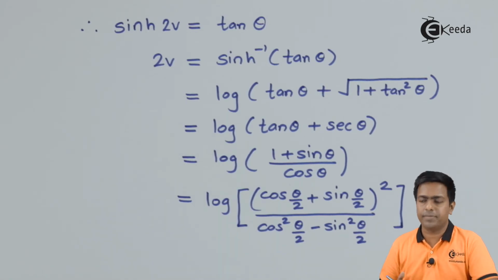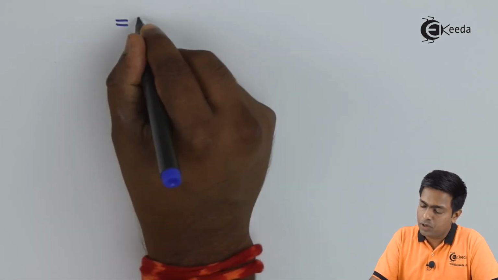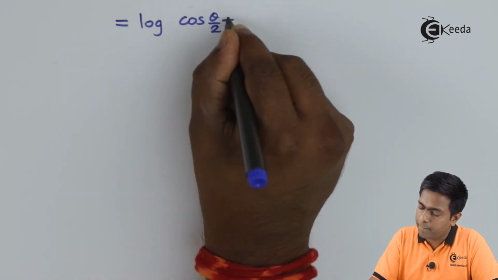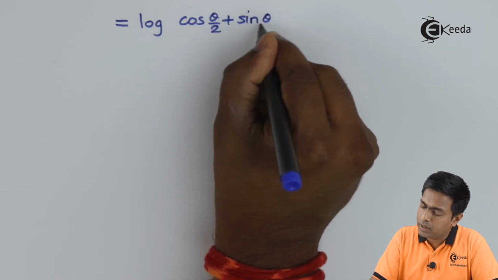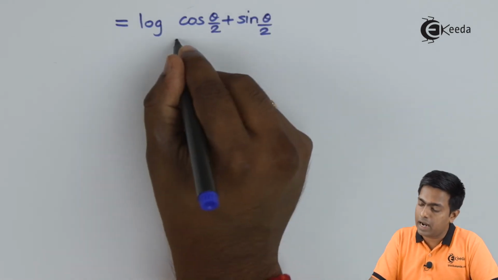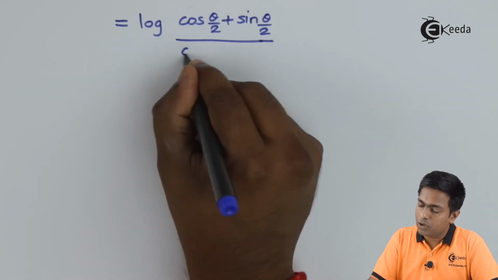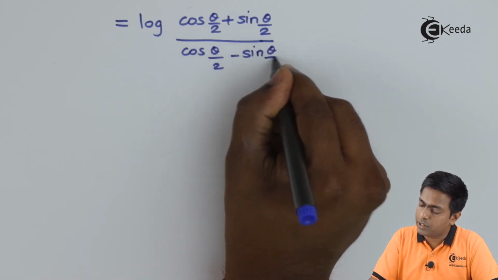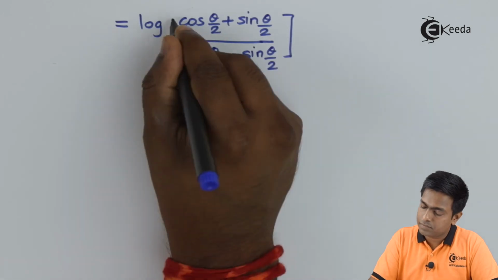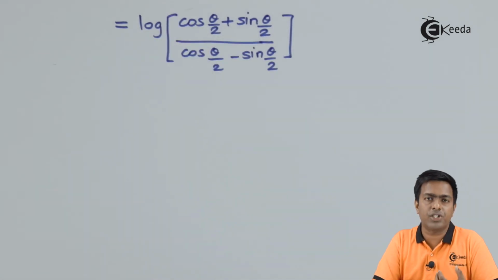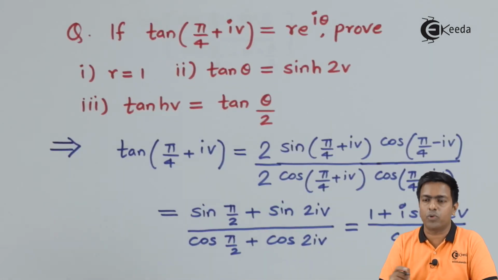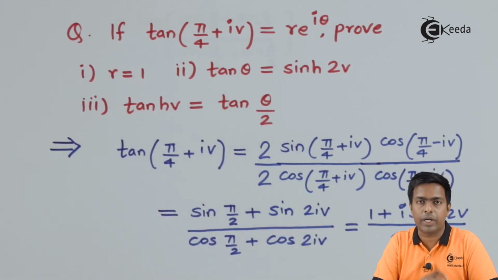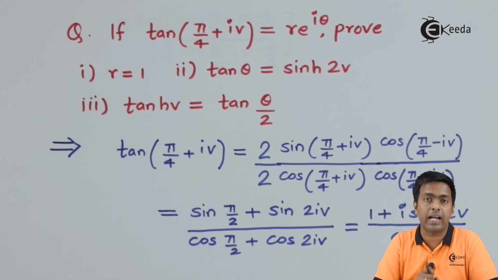So what will remain? So here we'll get log of cos theta upon 2 plus sine theta upon 2 in the numerator and cos theta upon 2 minus sine theta upon 2 in the denominator. Now guys, let's observe the question again. So in this question, we have to prove that hyperbolic tan v is equal to tan theta upon 2. It means from that answer, we want tan theta upon 2.